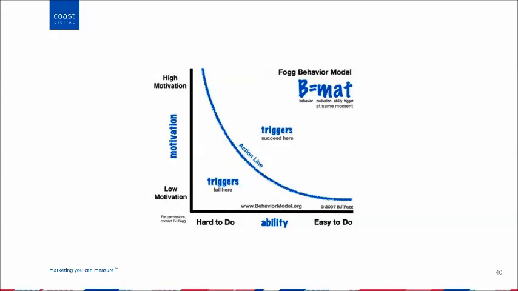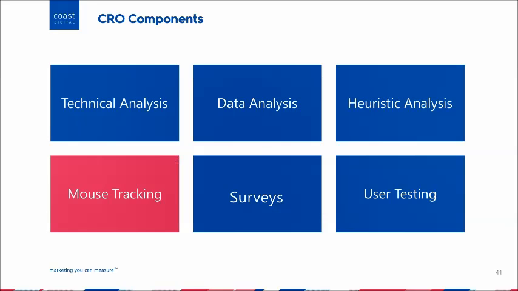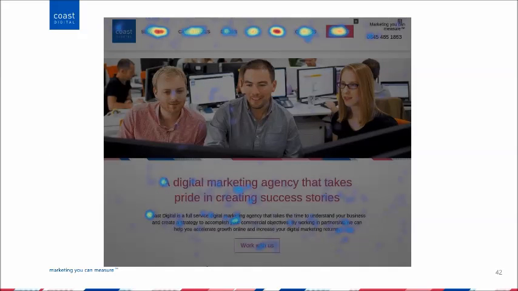So we've gone over the technical analysis, the data analysis, the heuristic analysis. The next stage is mouse tracking. Mouse tracking typically takes shape of heat maps, scroll maps, and recordings. Now we know what's happening through data, the mouse tracking software should help tell us the why.